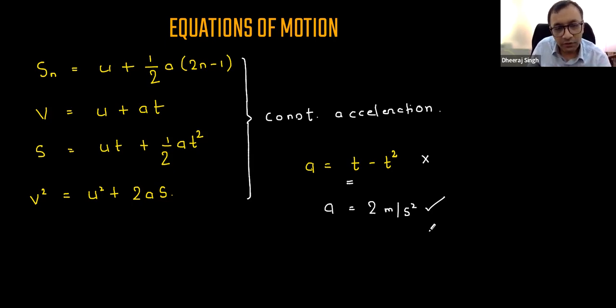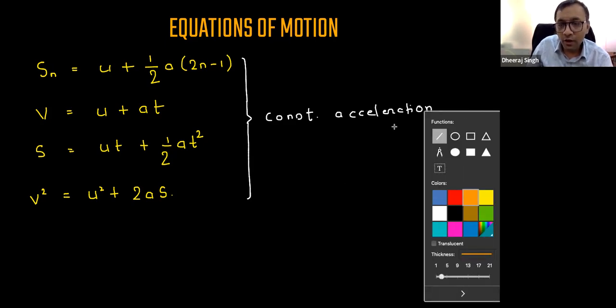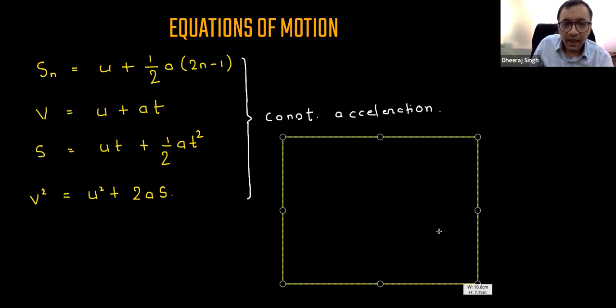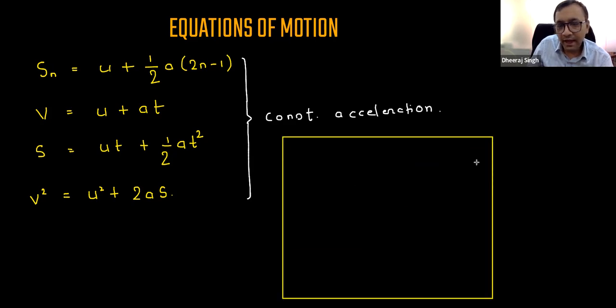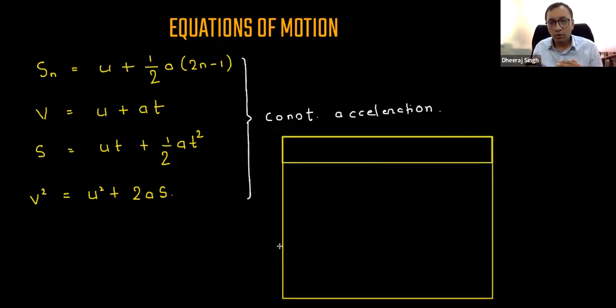Does anyone have any doubts here? No? Okay. Now, one final thing I want to discuss with you before jumping onto all the numericals. Have you seen that in grade 9, when you were using these equations, sometimes you write acceleration to be positive, sometimes negative, sometimes velocity is positive, sometimes negative? Have you observed that? Yes or no?